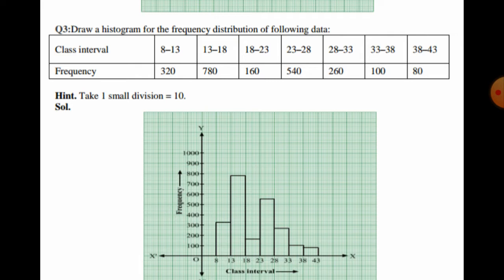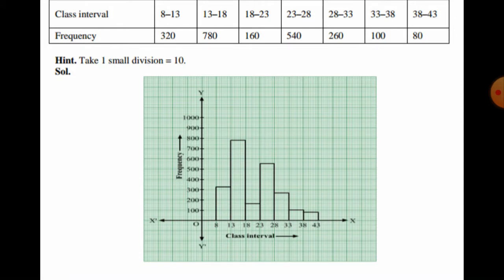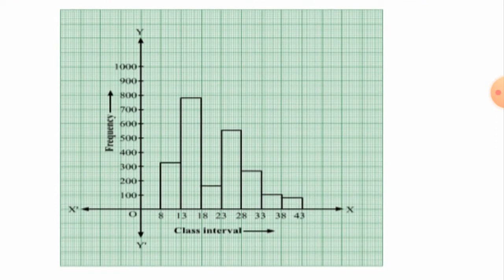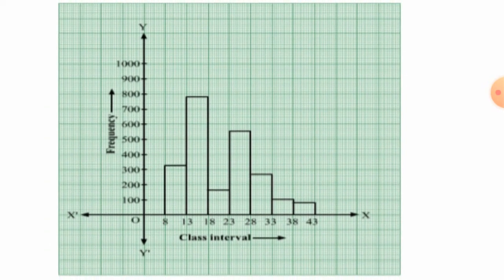And the frequencies we have been given are 320, 780, 160, 540, 260, 180. Now we can take one small division as 10. So we can take class interval on the x-axis and frequency on the y-axis. Here we can take a difference of 100, that is 100, 200, 300 and up to 1000.